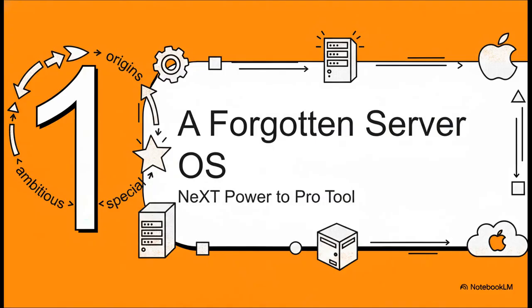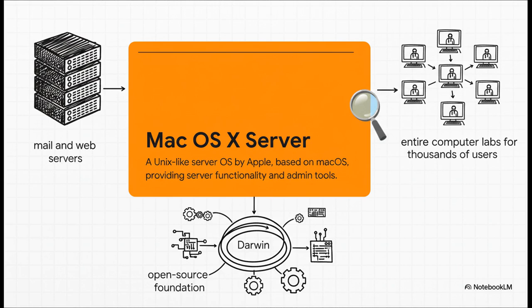Okay, let's dive in. We're going to start right at the beginning because you got to understand what made this server OS so unique right from the very start. So this was way more than just your standard macOS with a few extra buttons toggled on. No, this was a completely separate operating system. It was built on this open source core called Darwin and was designed to do all the heavy lifting. Running email servers, hosting websites, or managing a whole computer lab for a school.